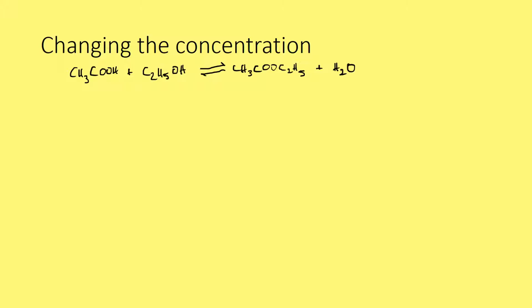So if you increase the concentration of the acid, if we're going to increase this, then the equilibrium position is going to move in this direction to make more products and get rid of the extra reactant that you've added. And it's going to do that such that the equilibrium constant stays the same. So as much as the numerator is changed, the denominator is changed in the same amount, so that Kc stays the same.